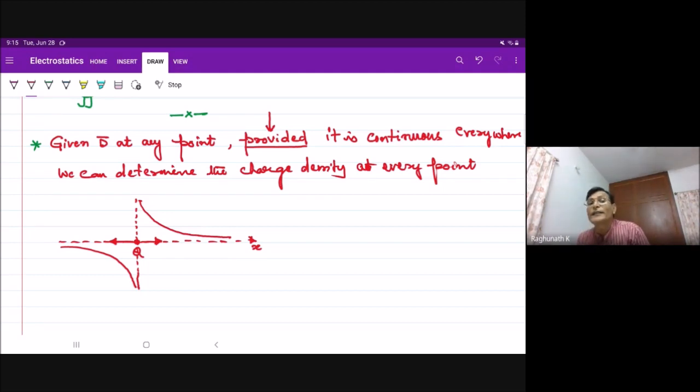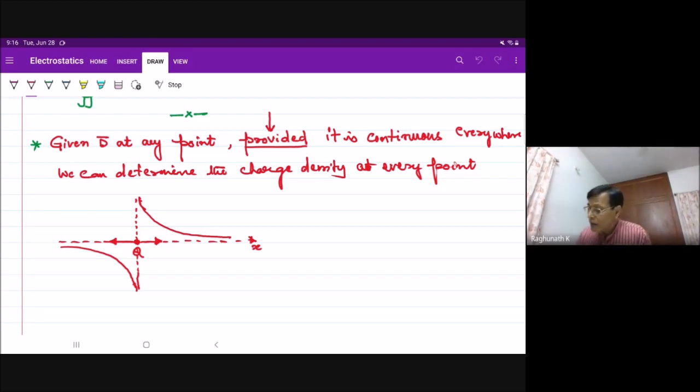Is the field intensity or flux density created by a point charge continuous? There is discontinuity, right? Infinite discontinuity is there. 0 minus is minus infinity. 0 plus is plus infinity. It is not differentiable at x equal to 0. So by using this flux density, I cannot determine the point charge q there.